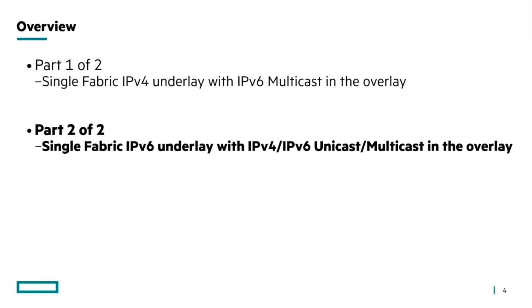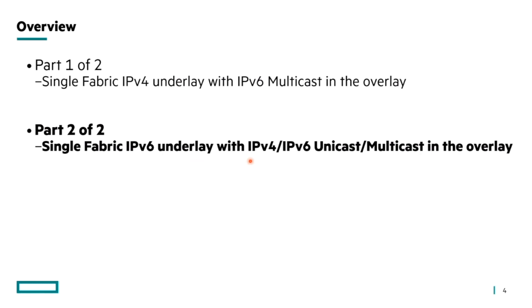Go into the overview. So as I said, I covered a single fabric with the IPv4 underlay and mainly covered IPv6 multicast in the overlay. We've changed the title a bit here. Again, now we've got a single fabric that we're talking about today with an IPv6 underlay.